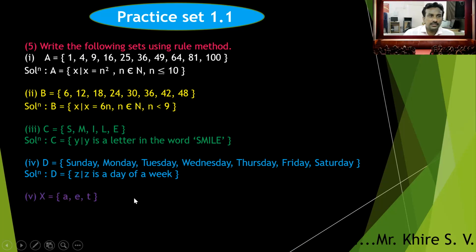Fifth is X. Set X is A, E and T. These are the letters in the word eat, tea or eat also. Therefore X is the set of Y such that Y is a letter in the word eat. We can write it as eat also, T-E-A-T or ate, A-T-E, ate. Understood?